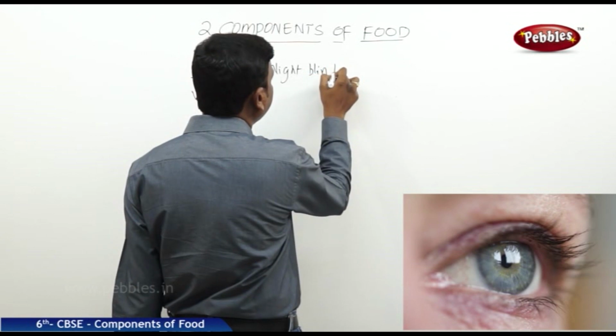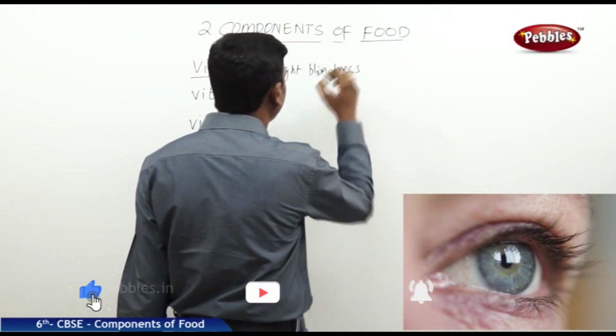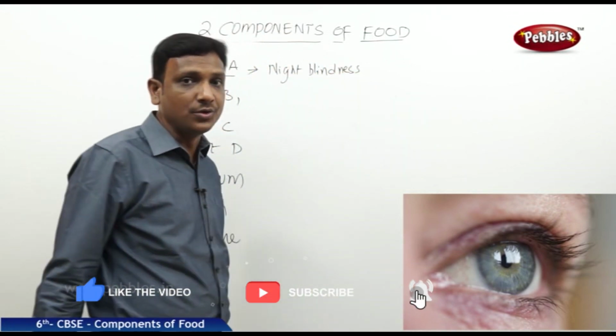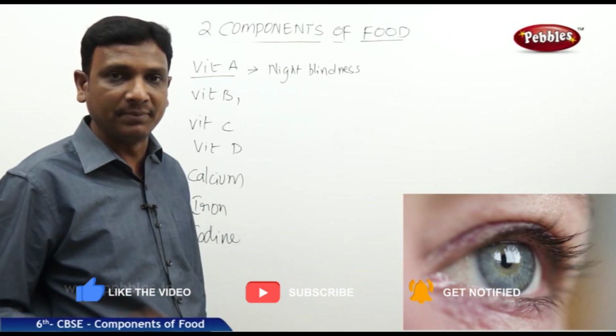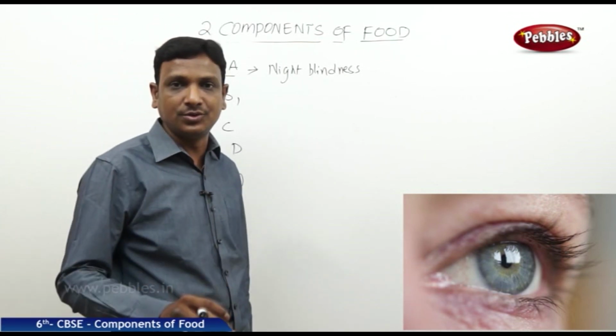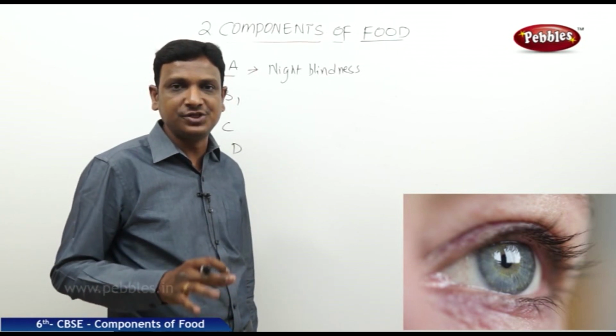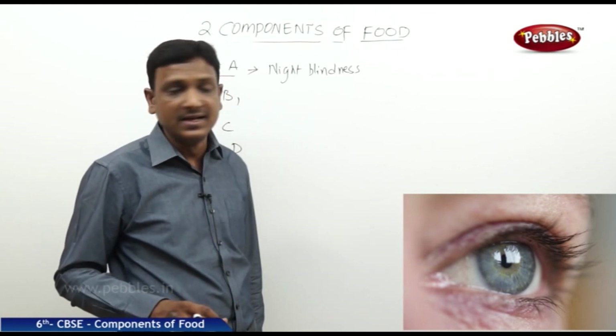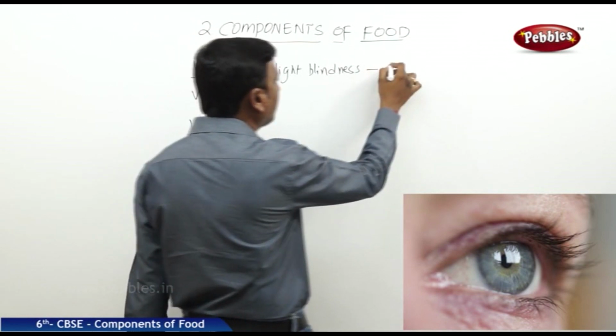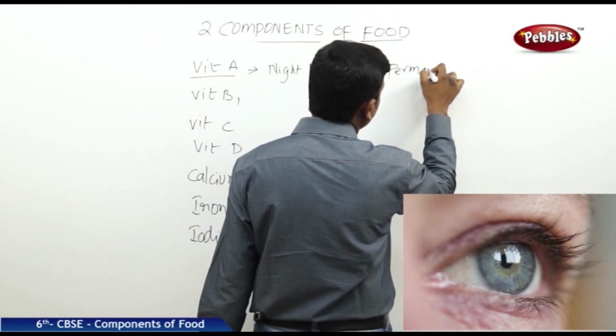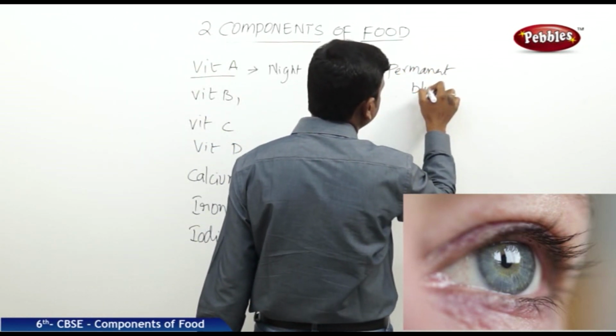Night blindness. At night time, they cannot see properly. So if once night blindness happens, they should immediately take doses of vitamin A to supply a sufficient amount of vitamin A for proper vision. If it is not done, it may lead to permanent blindness.